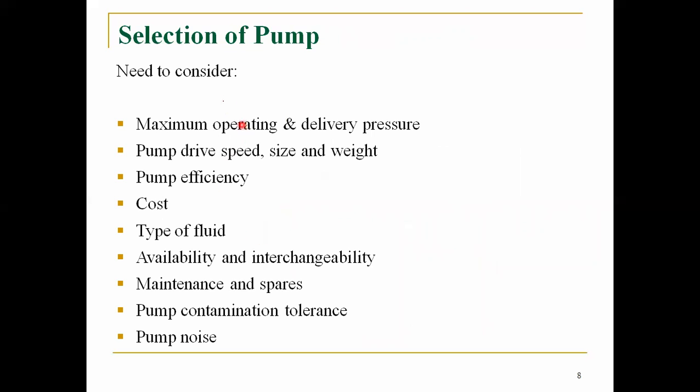Next we'll study the selection of the pump. After studying the various types of efficiencies, you can select the pump based on parameters like maximum operating and delivery pressure. Suppose your application requires 200 bar pressure, then you can go to the external gear pump. If you want lower pressure like 100 to 150 bar, then you can go for the vane pump. Depending on the operating and delivery pressure, we can select the pump, and also based on the pump drive speed, its size and weight.